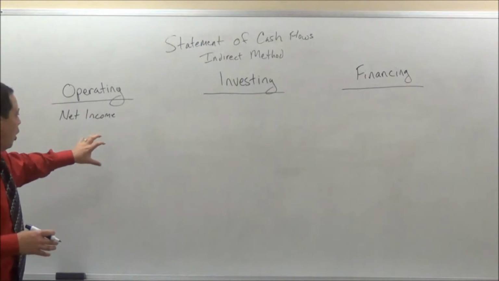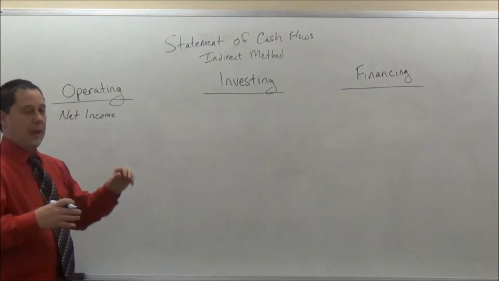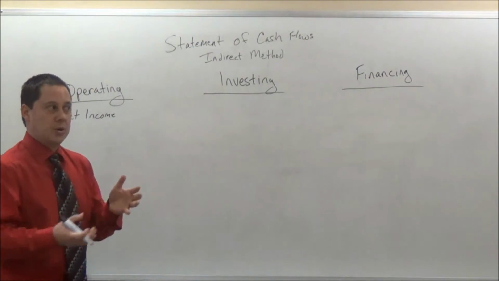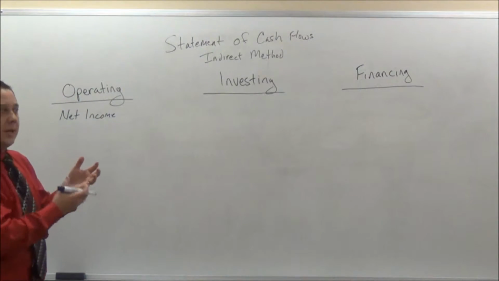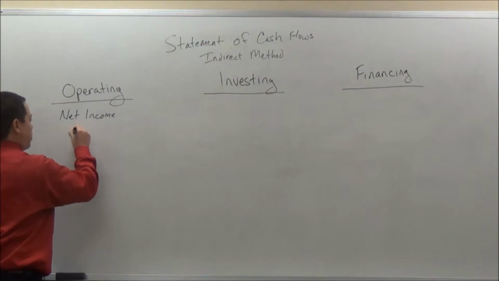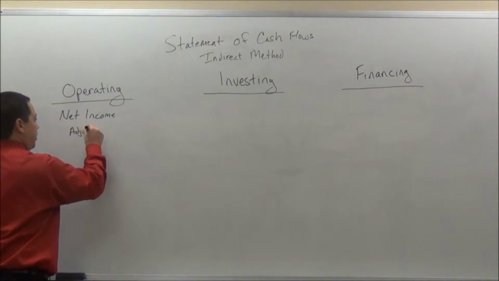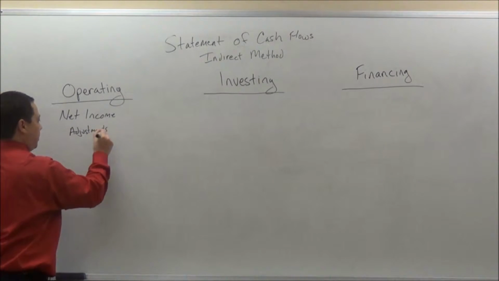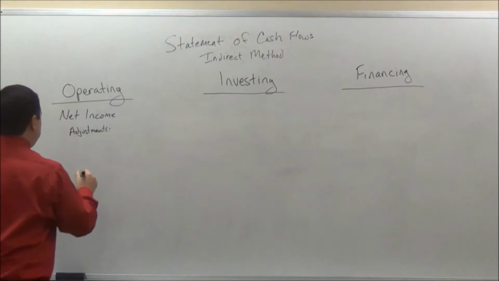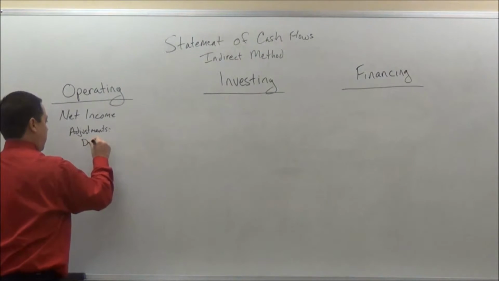So starting with the operating activities, we start with the income, and then we're going to work and basically go backwards and figure out how we got to that. So we start off with the income, then we make some adjustments. The adjustments that we'll make are, first, depreciation.